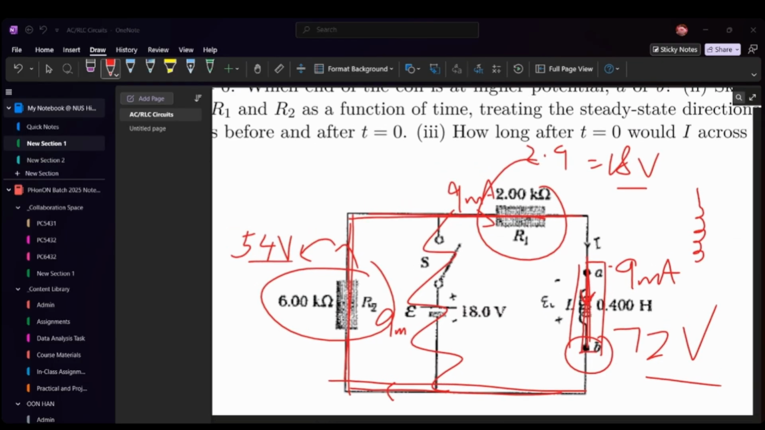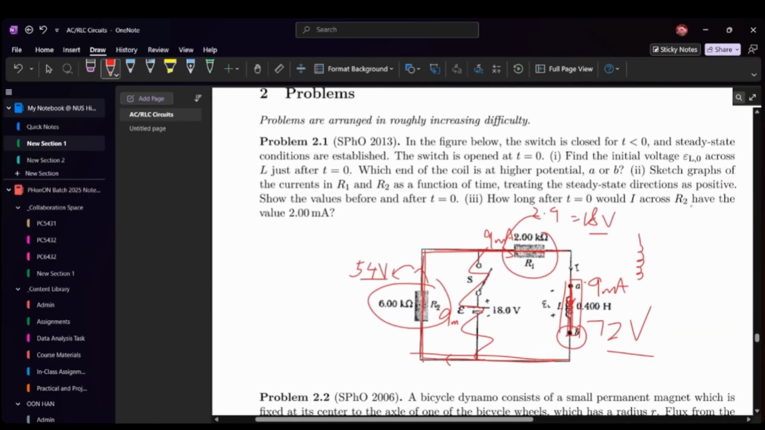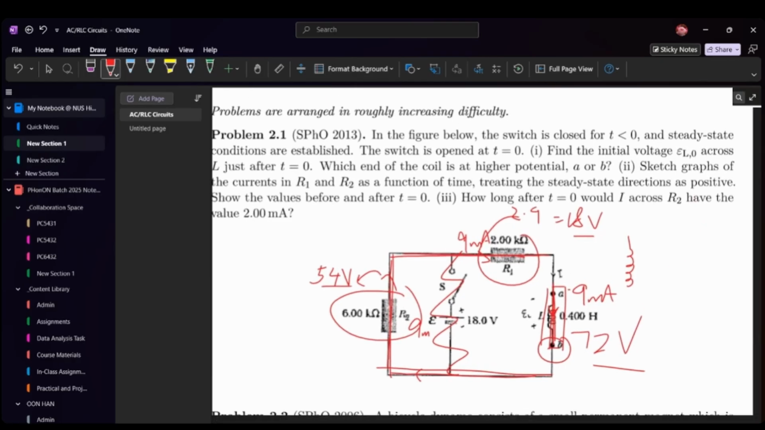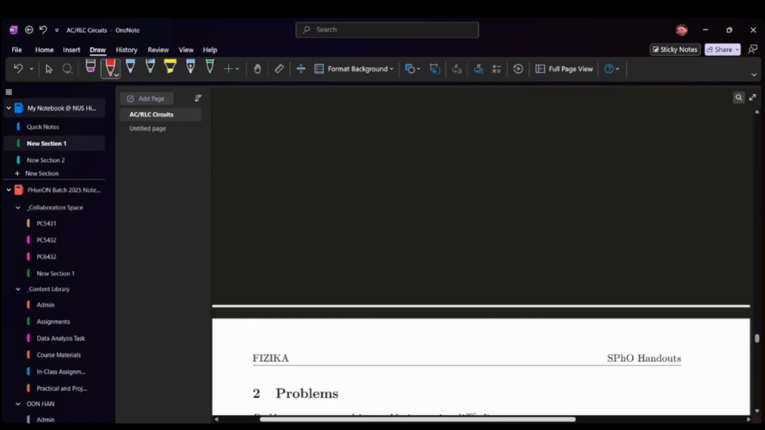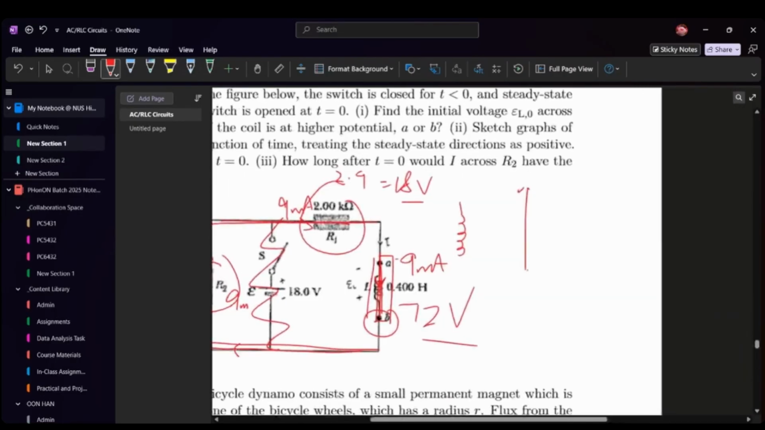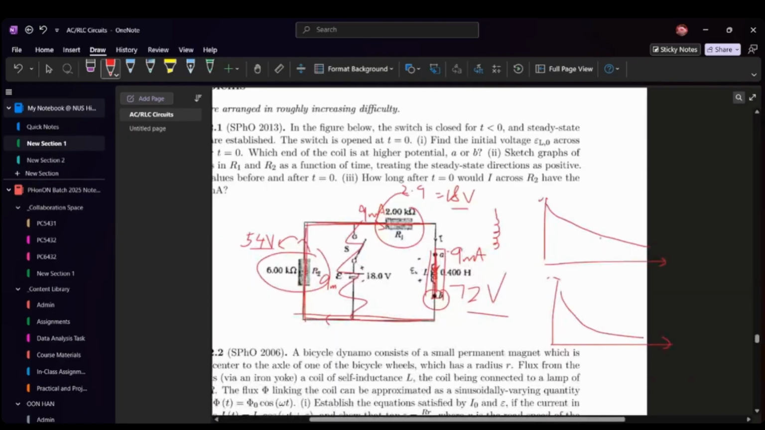Then the second question is you want to sketch the graph of the current in R1 and R2 as a function of time. This one is not too difficult. This one is just a decay, as I've talked about already. So you have something like this, and it'll just look like this. These are the currents.